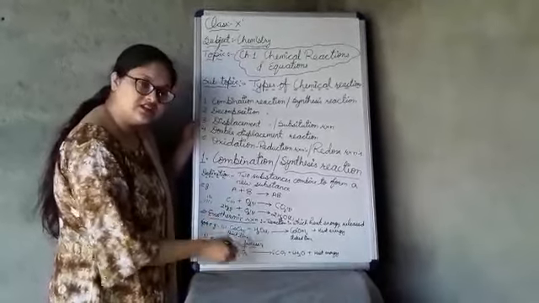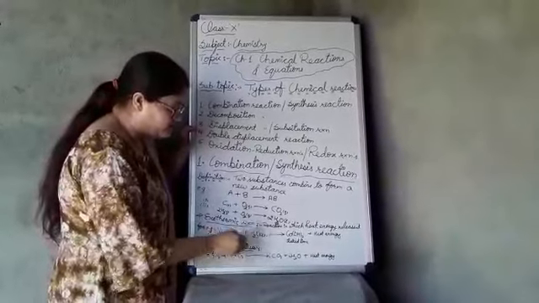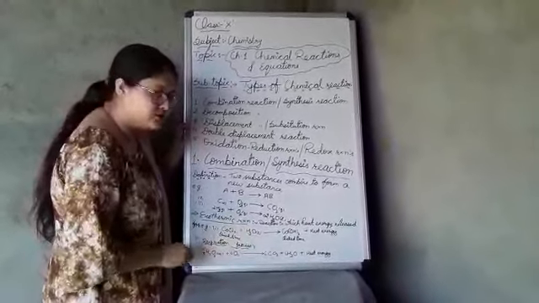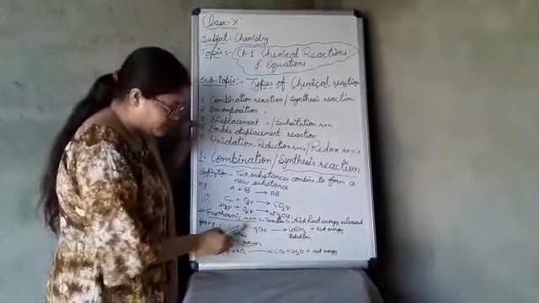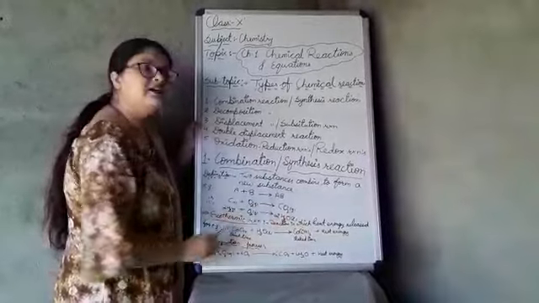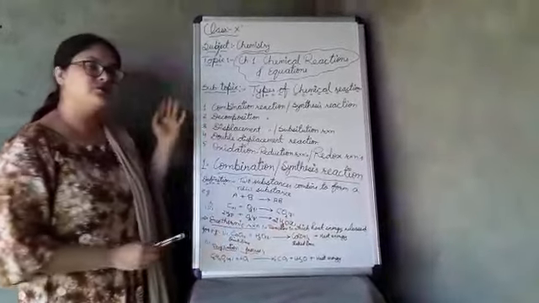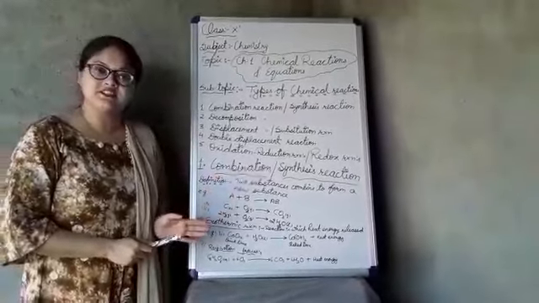In the same way, there is a third type of combination reaction in which one compound reacts with another compound to form a new substance. This is the example in which quicklime reacts with water to form slaked lime. I hope, students, this topic is clear to all: what is a combination reaction or synthesis reaction.